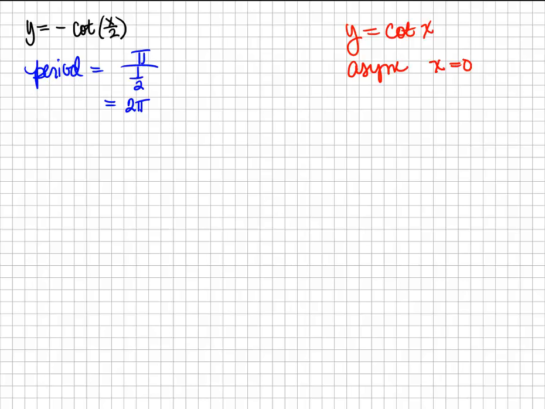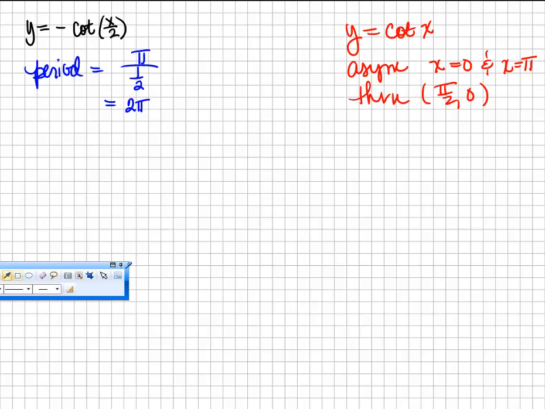X equals 0 is an asymptote, and so is x equals pi. So the point that it passes through is halfway in between, or pi over 2 comma 0. So what does that mean for us?